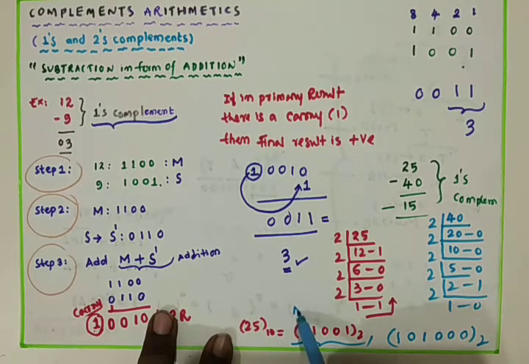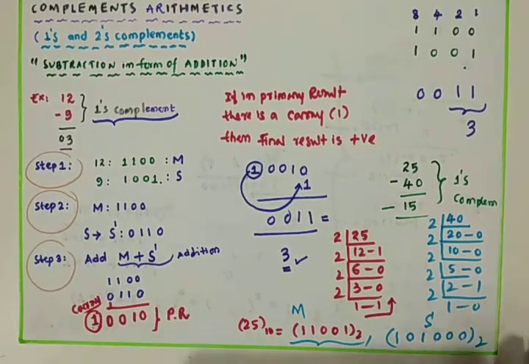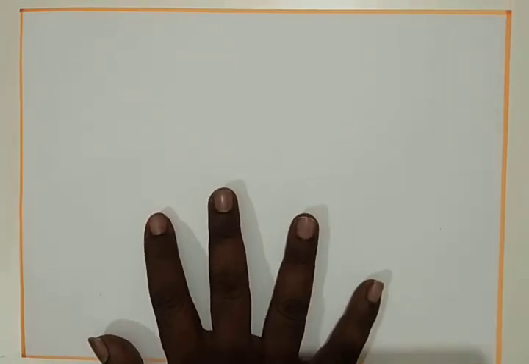Now this is the minuend and this is the subtrahend. Now write the same equation. The equation is 25 minus 40. I am writing the 25 data first here.